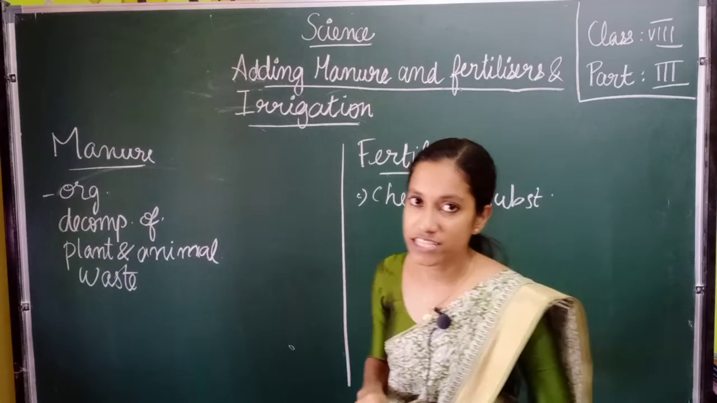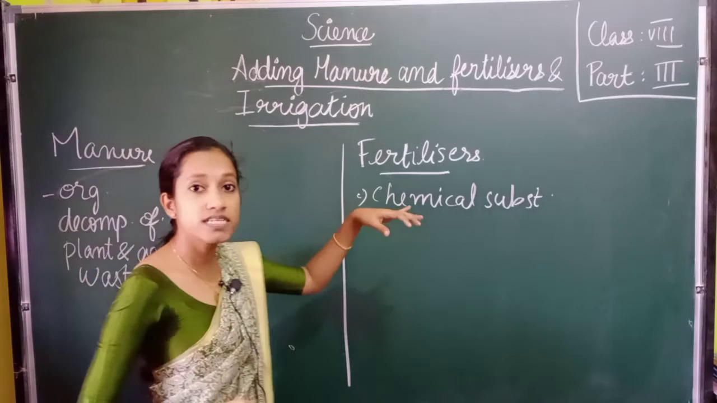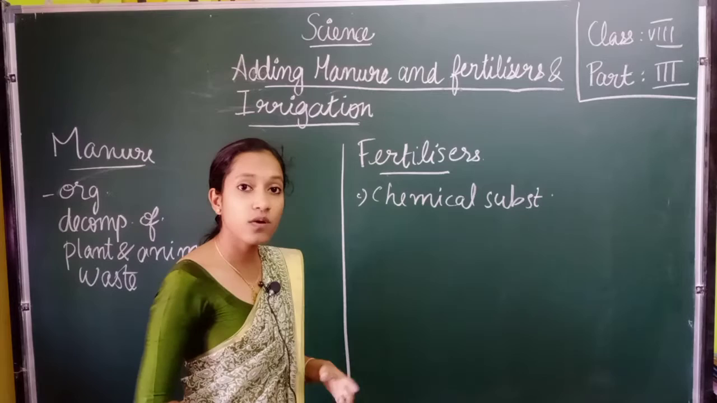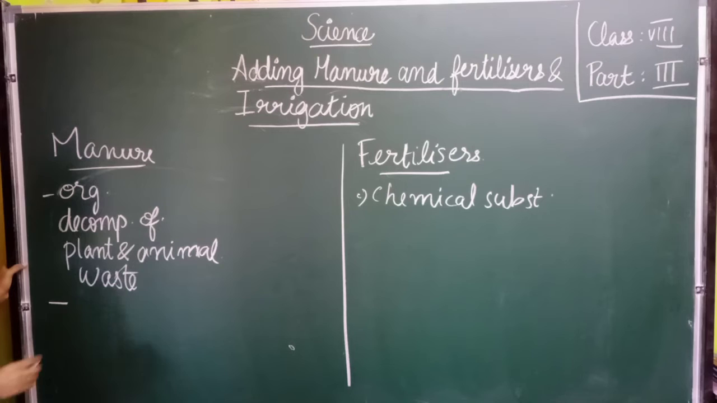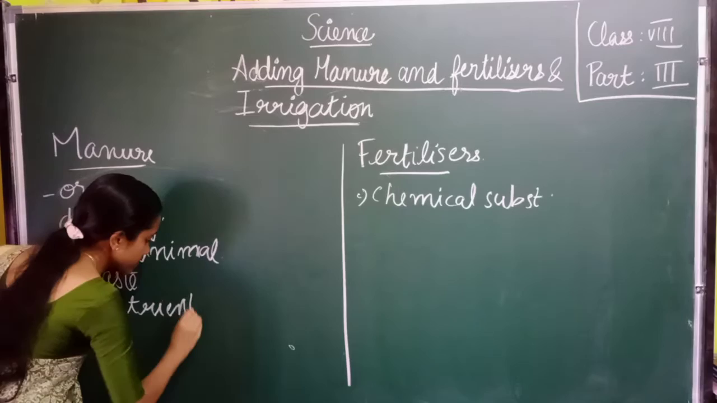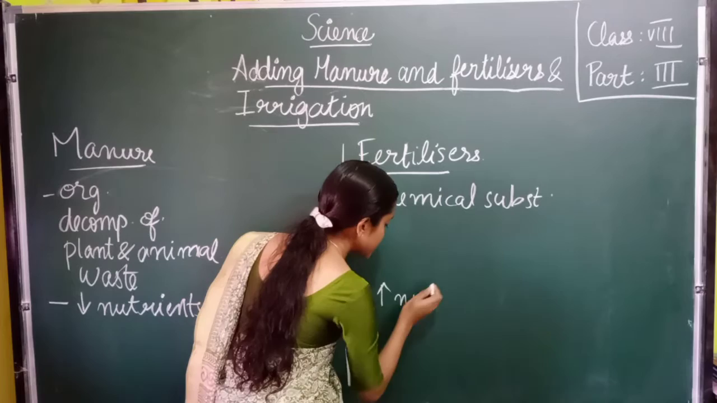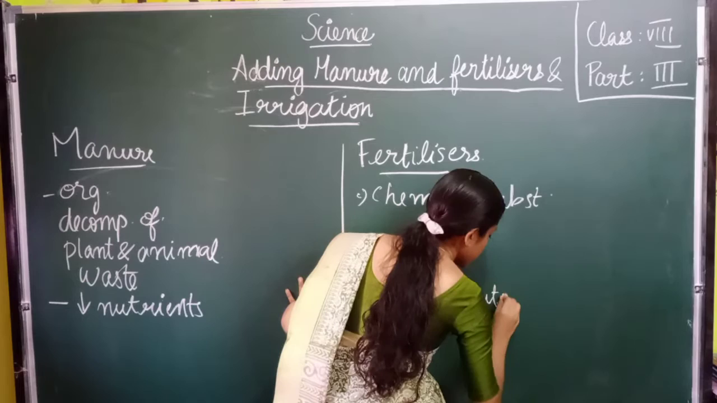Okay children, so we can look at what their differences are. If we add fertilizers to paddy, wheat, such fields and crops, the growth will be promoted, but with manure plant growth will be minimum. That is because they contain comparatively low nutrient content, low nutrients when compared to fertilizers, which are rich in nutrients like nitrogen, phosphorus and potassium.